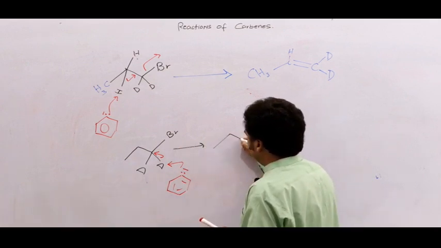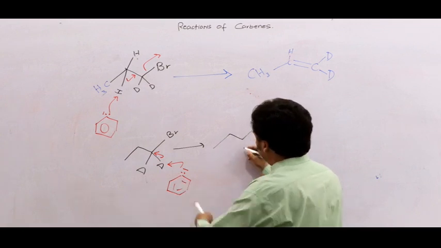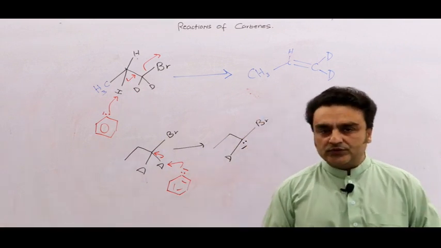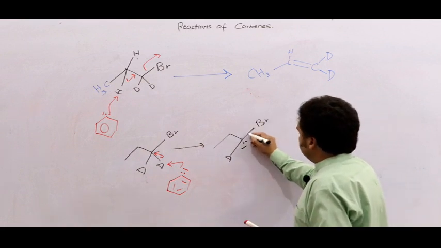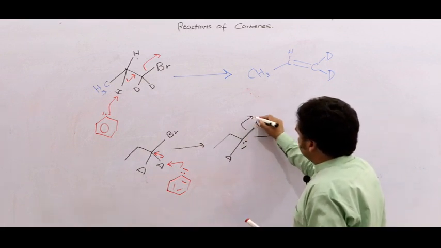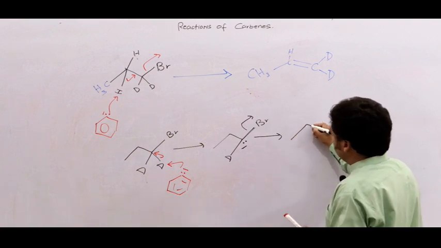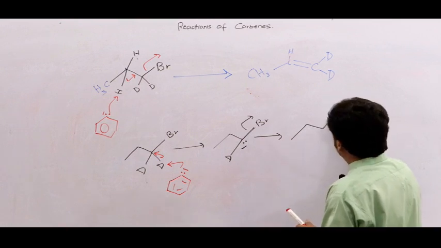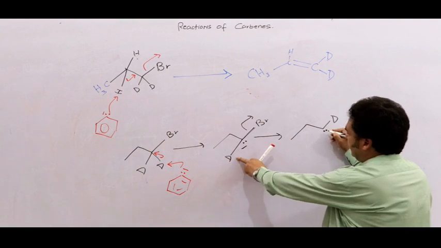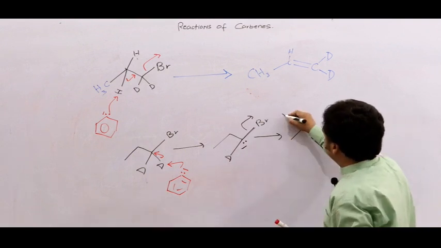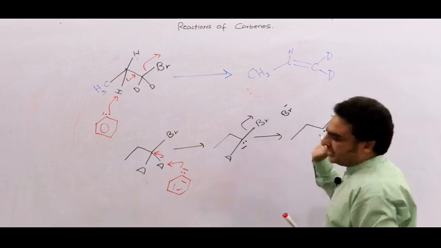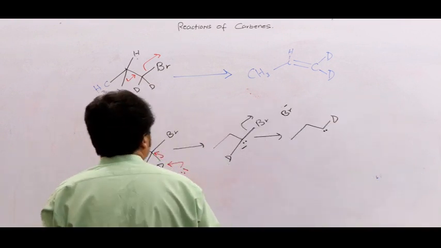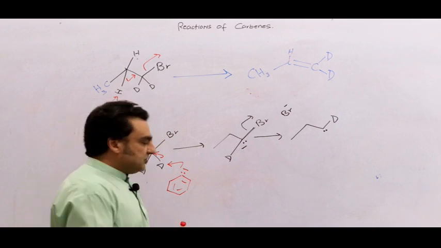This is our bromine. One of the deuteriums is gone, and as you know, deuterium acts like a proton, so a carbanion is produced. And immediately the bromine leaves. As the bromine leaves, what will happen? A carbene is produced, because the deuterium I have written is on the same carbon, the bromide is left, and we are left with a carbene with a deuterium. So they were genius scientists.